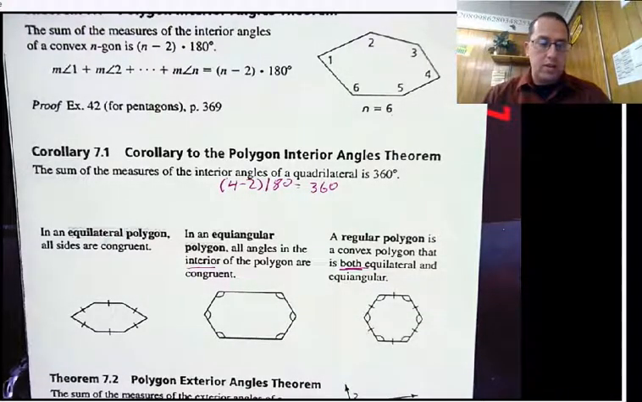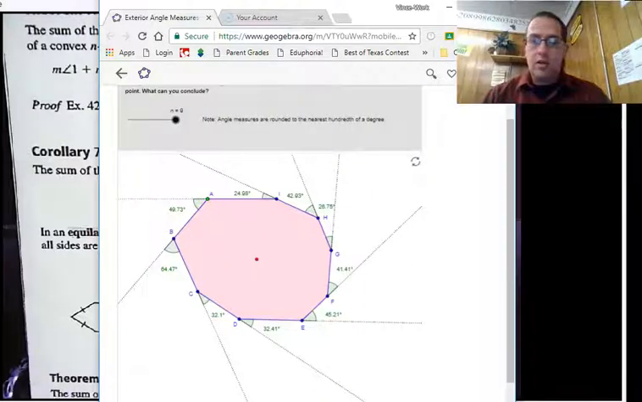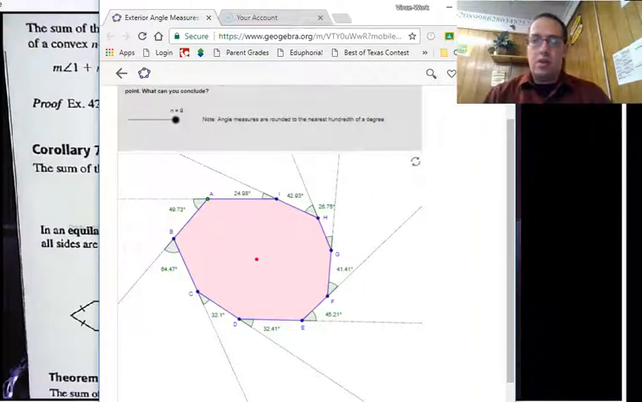That's some definitions. Now, what we are going to look at, we're going to take a look at exterior angles. All right. So here I have a nonagon, and we have all the exterior angles here. And the question is, what do these add up to?